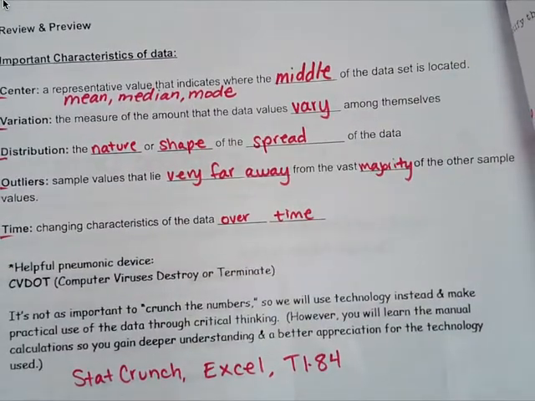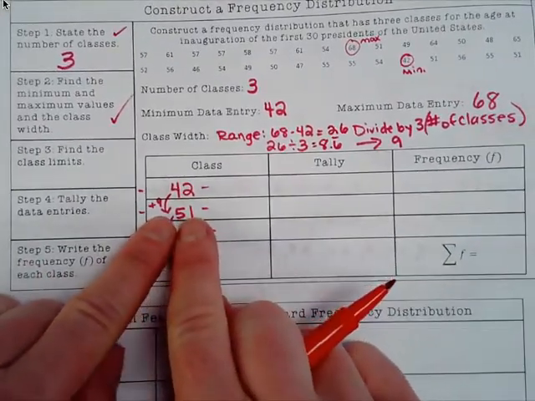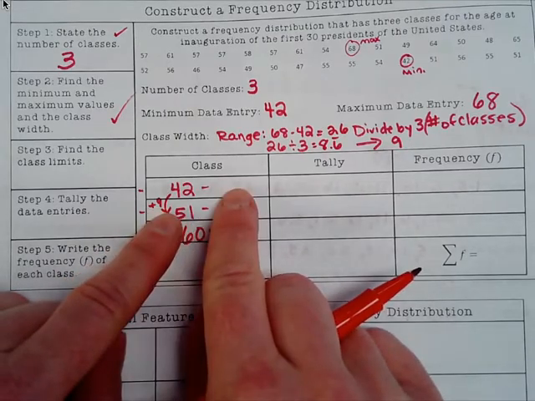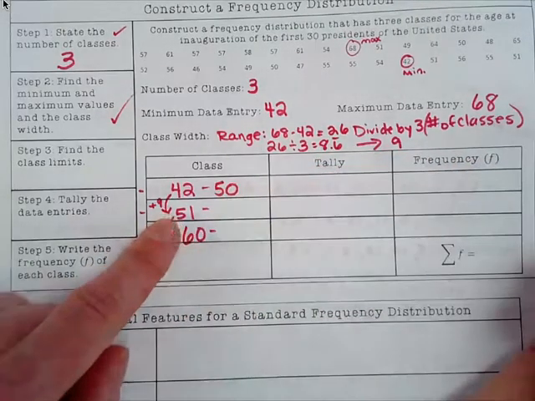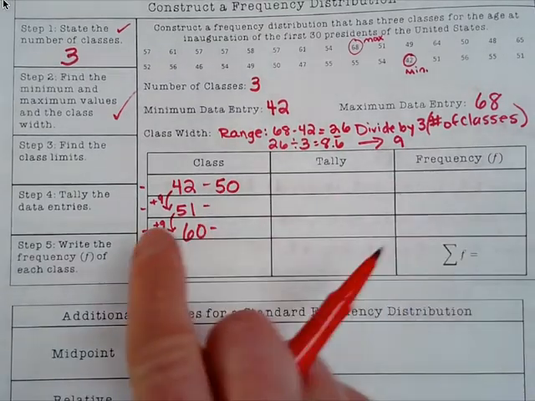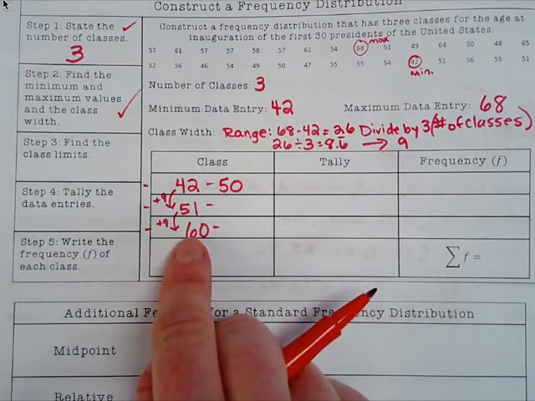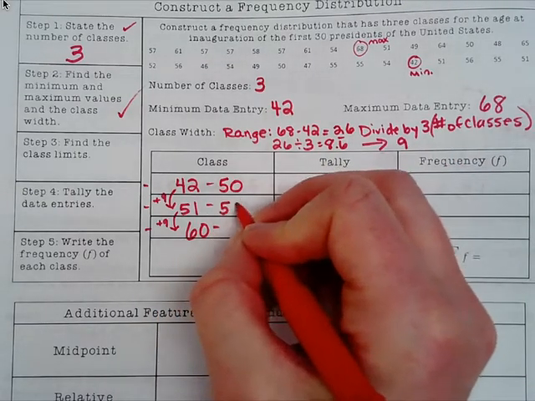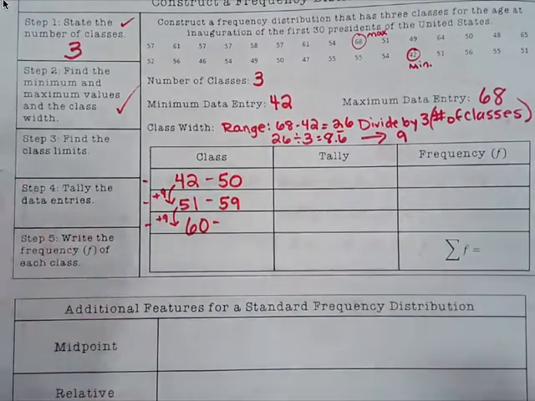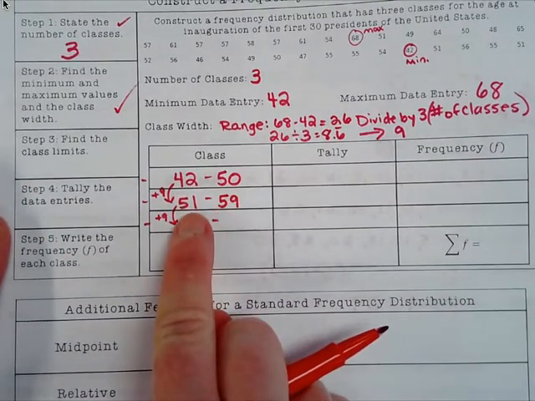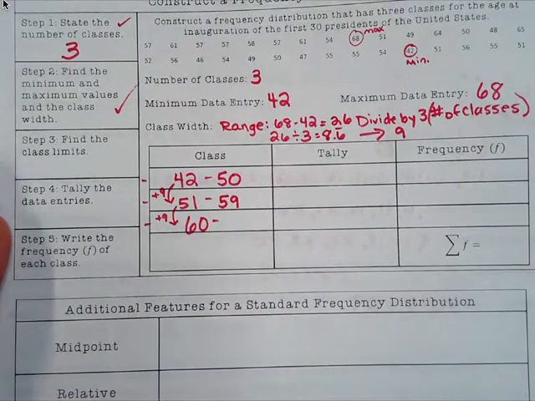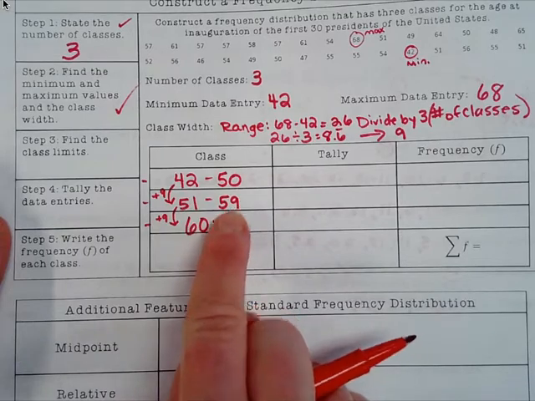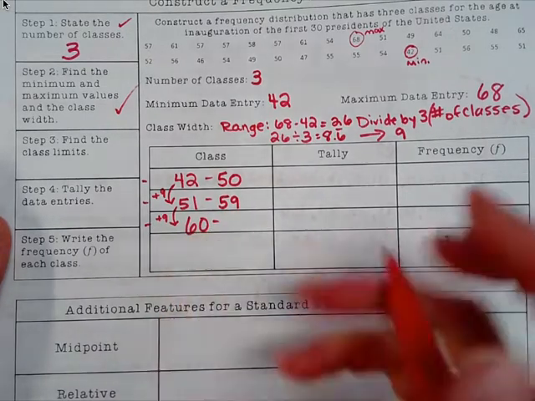And then your upper class limits are going to just be the one right before this. So if our lower is 51 for the next class, our upper would be 50. So this lower is 60. So the upper from the one right before it would be 59. So what's included between each one of these? It'd be 8, right? 42 plus 8 gives us 50. 51 plus 8 gives us 59. 60 plus 8 will give us 68.